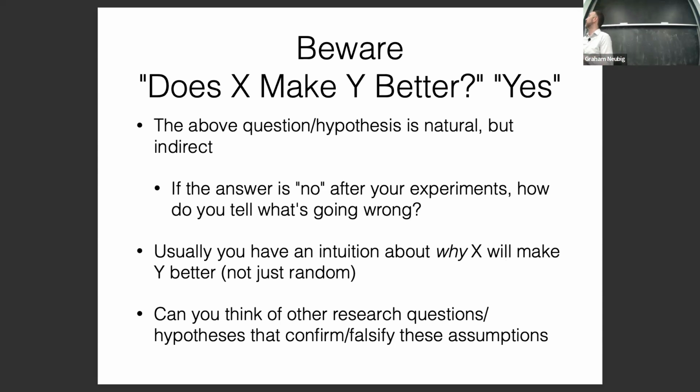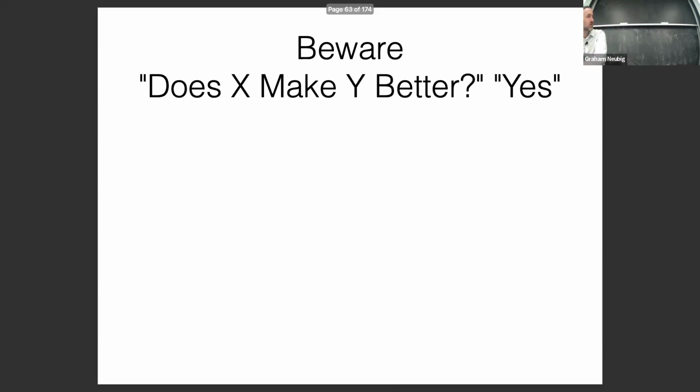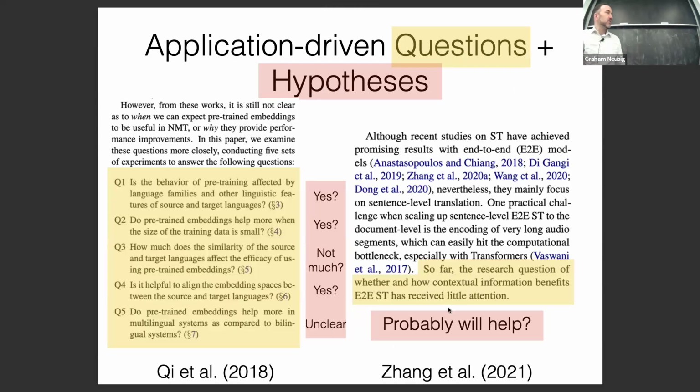So just to give an example, let's say we have a translation model and we have a hypothesis that improving entity translation in low resource languages will improve translation accuracy. And we run an experiment, or actually maybe this is an even better one. We have a hypothesis that incorporating contextual information in speech translation will help translation results. So incorporating context in machine translation has been a very old topic.